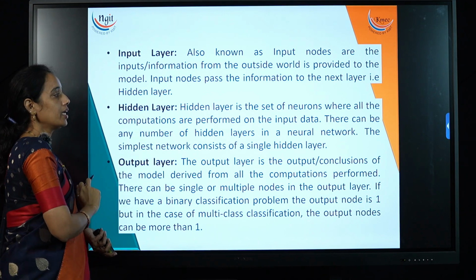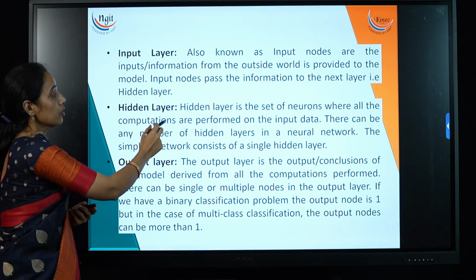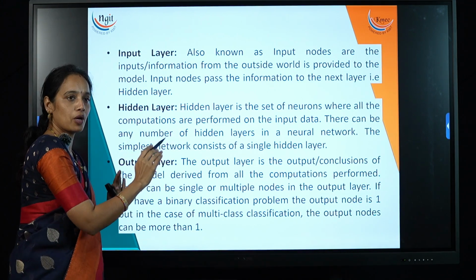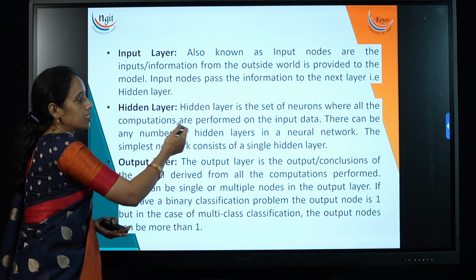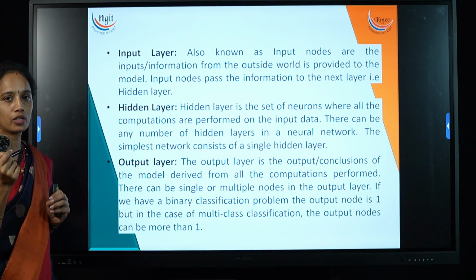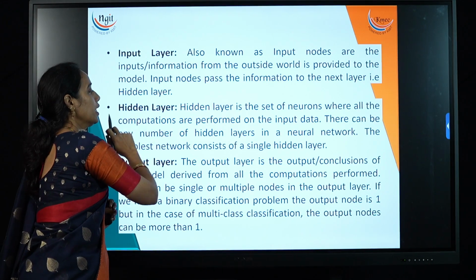And coming to the hidden layer, it is also a set of neurons where all the computations are performed on the input data, and there can be any number of hidden layers in a neural network, and the simplest consists of only a single hidden layer.